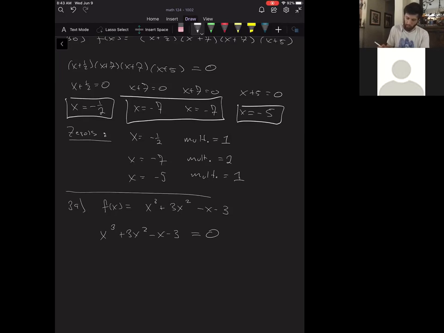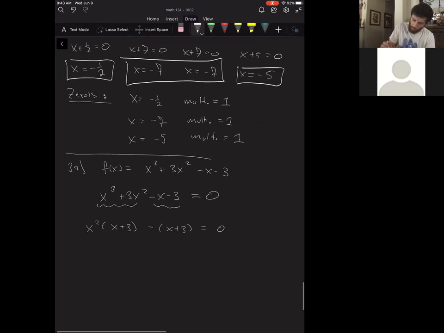So notice on this first term, we can take out an x squared. So we're going to group these two together. We're going to group these two together. From this first term, we can take out an x squared, and we're left with an x plus 3. In the second two, we can take out a minus sign, and we're left with an x plus a 3.